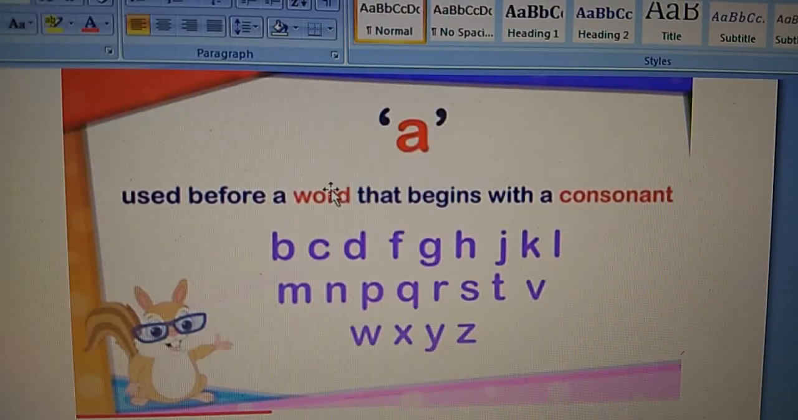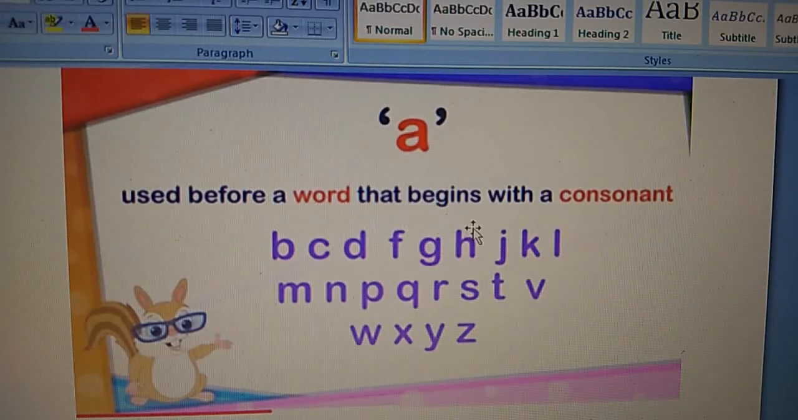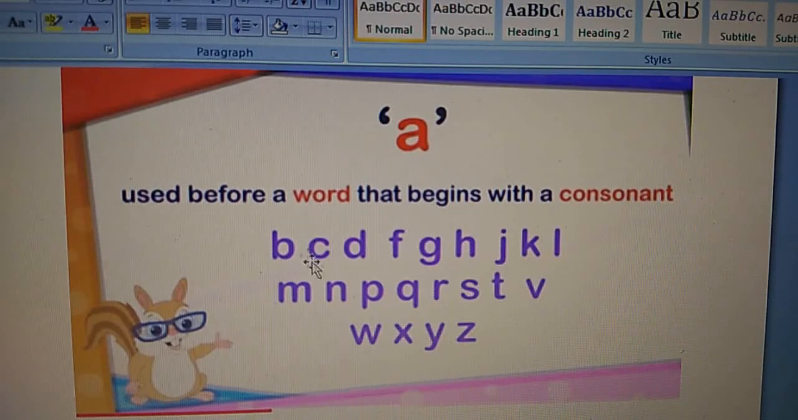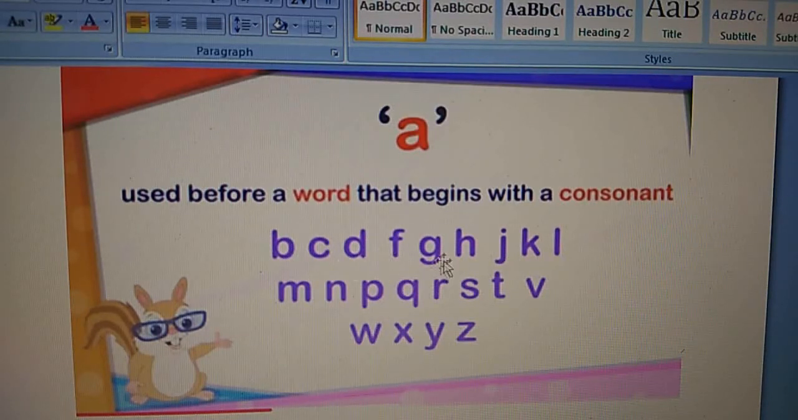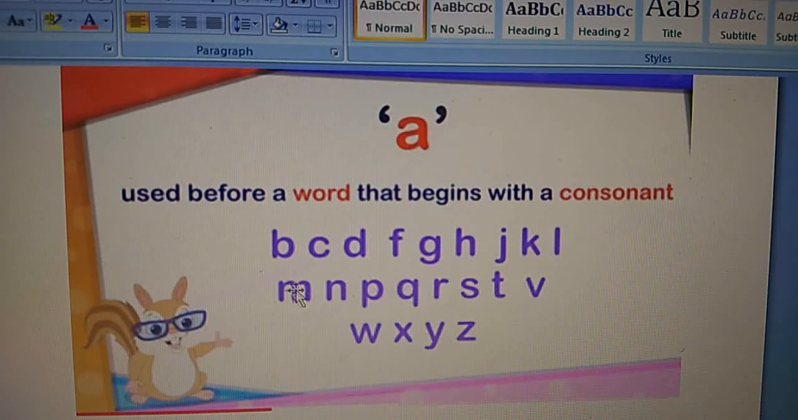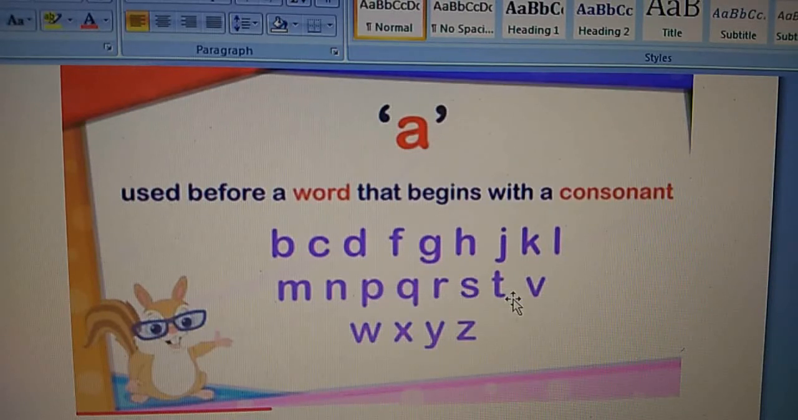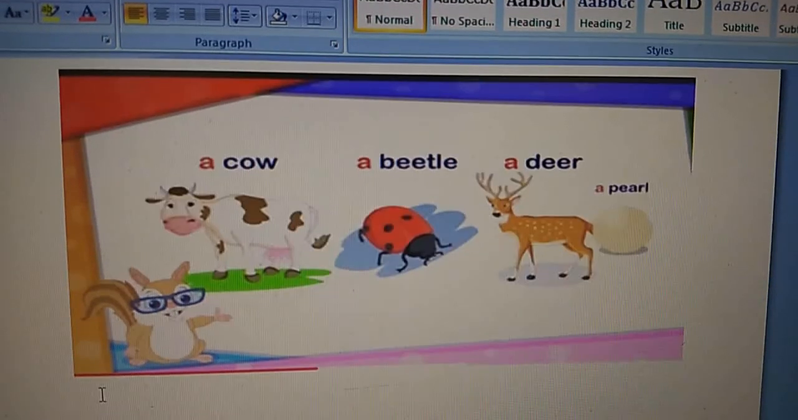Now, remember, a is used before a word that begins with a consonant. And these are the consonant letters: B, C, D, F, G, H, J, K, L, M, N, P, Q, R, S, T, V, W, X, Y, Z. Let's see the example. A cow, a beetle, a deer, a pearl.